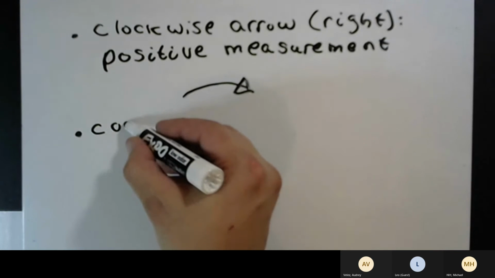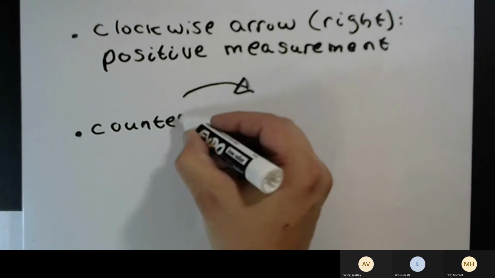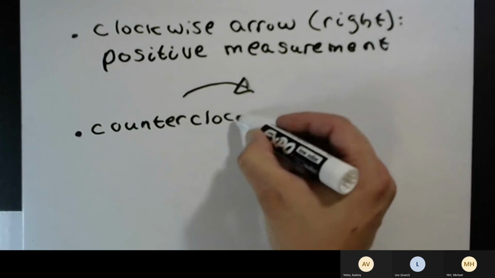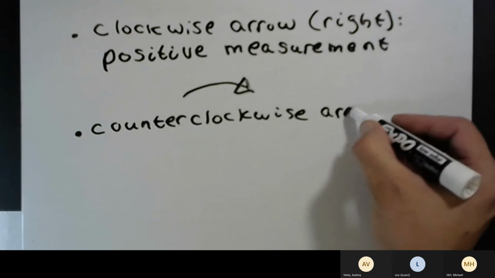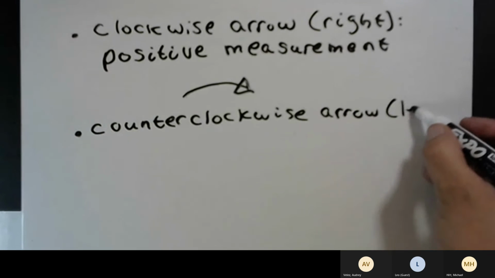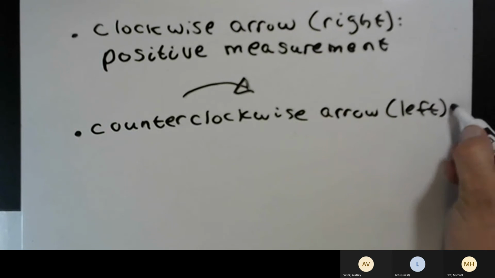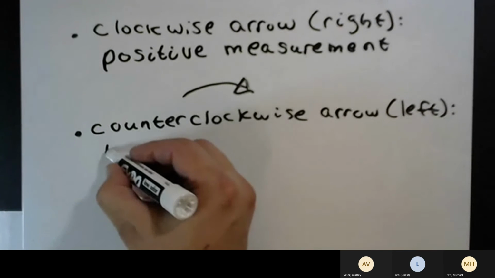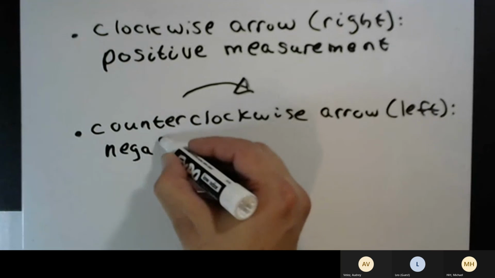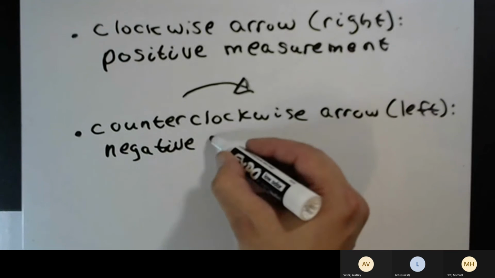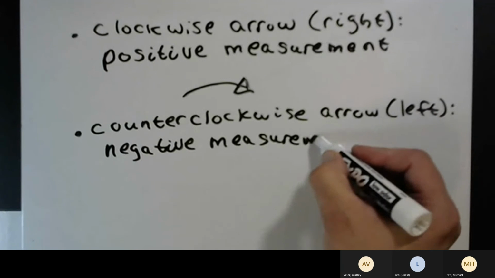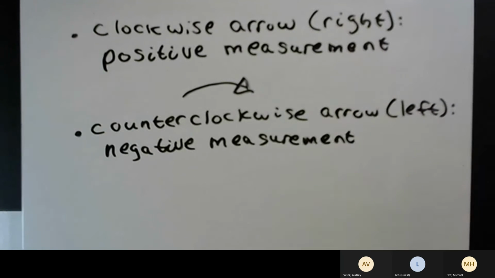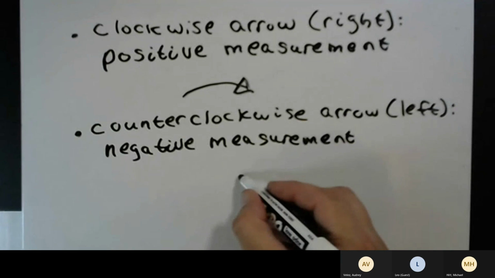If you have a counterclockwise arrow, or to the left, this is a negative measurement. So if you see something like that.